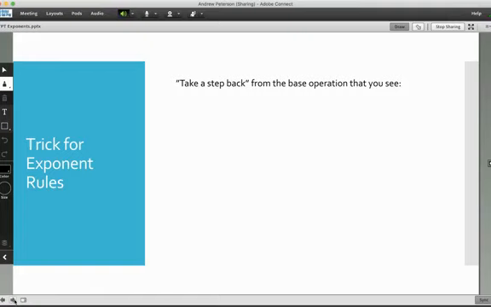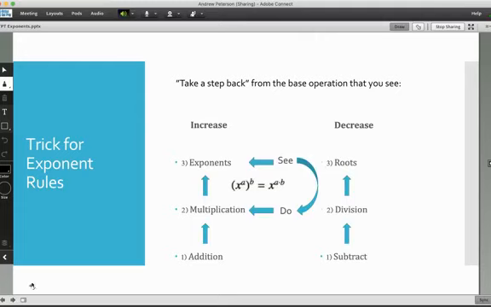And that's that you want to take a step back. Notice in quotation marks, this is just kind of keeping it a little colloquial here. Take a step back from the base operation that you see. So if we see exponents, right? Take a look over here on the left. We see exponents being raised to other exponents. A is being raised to B, exponent to exponent. If we see that, what do? Well, we multiply. We take those two exponents, A and B, and we multiply them over on the other side.